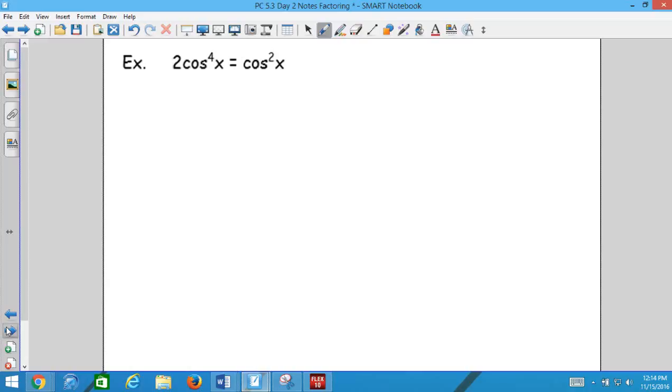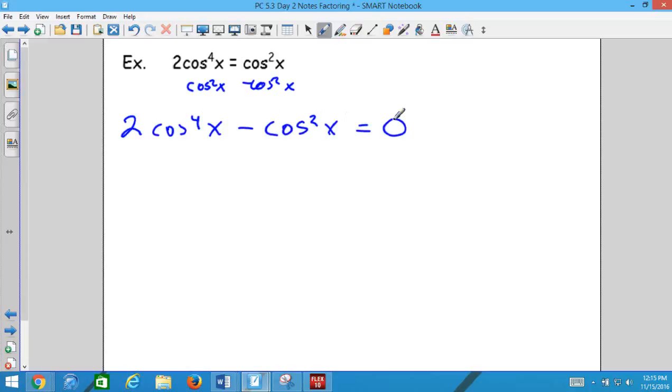All right, next one. We've got 2 cosine to the 4th x equals cosine squared x. Remember when we solve by factoring, it has to be set equal to 0 first. So subtract away that cosine squared x from both sides. Take out cosine. Factor out, like greatest common factor? Yeah, factor out a cosine.